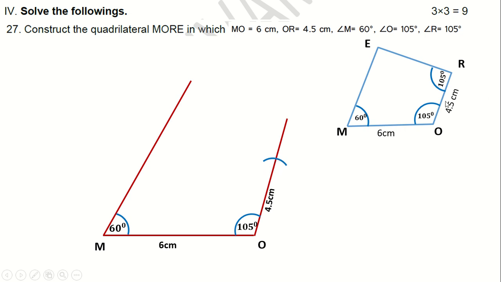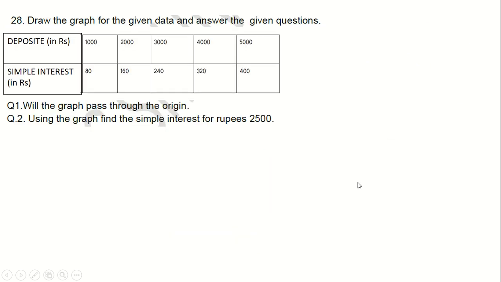In this place we have to put 105 degree. By drawing this, this point is taken as R, so this gives you 105 degree. Then the place where you get is E. This is the quadrilateral, MORE is the quadrilateral. This is the way of constructing a quadrilateral. Then we move on to the next one.